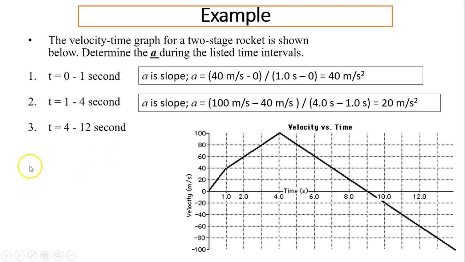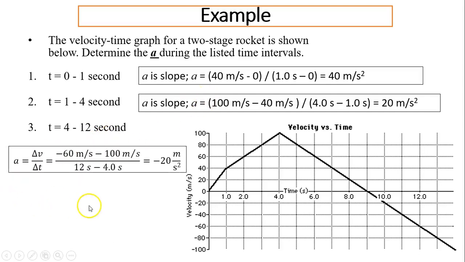Now, how about 4 to 12 seconds? You use the same idea. At 12, the y is negative 60 meters per second. The other y is 100. So negative 60 minus 100, divided by 12 minus 4, you should have negative 20. The slope is negative. It's negative 20 meters per second squared. As you can see, this is an example of changing direction.